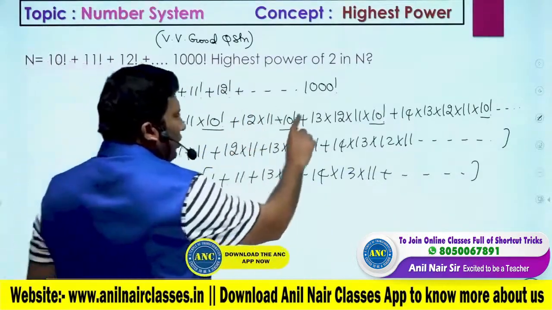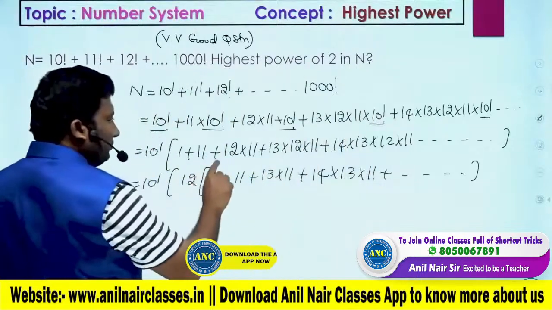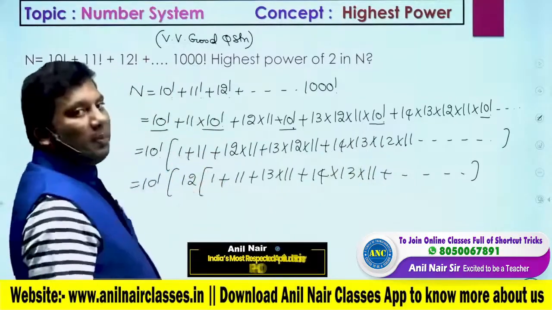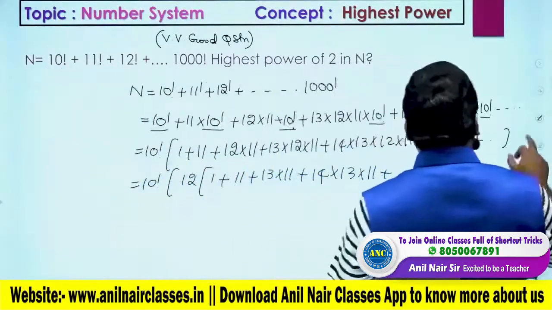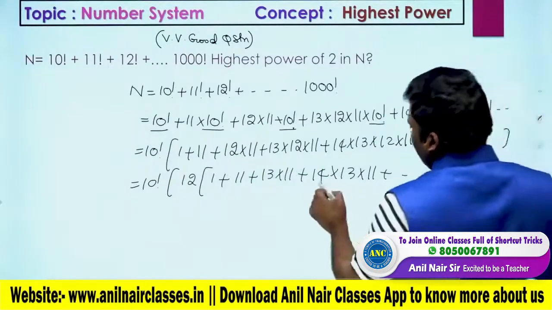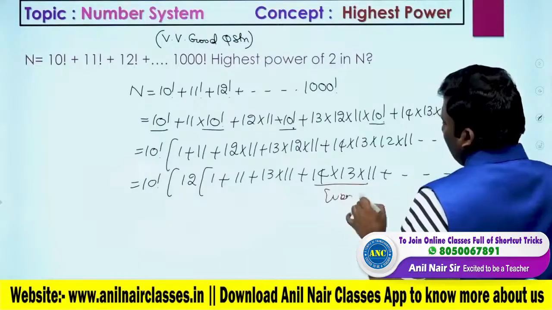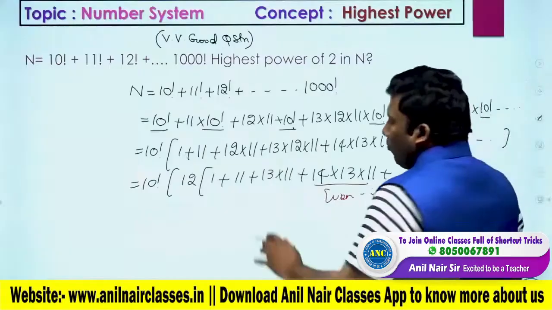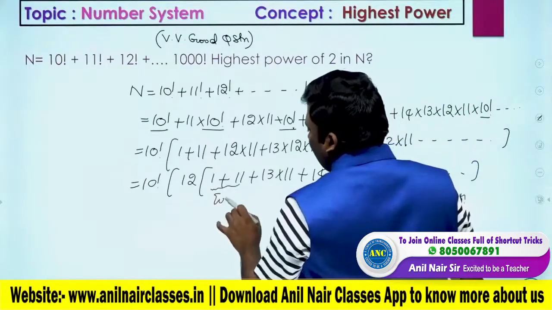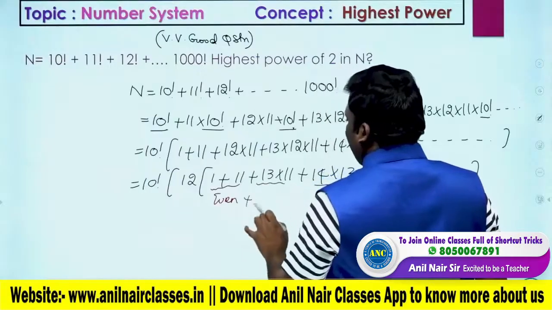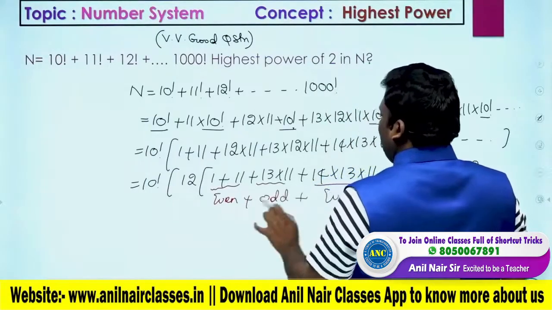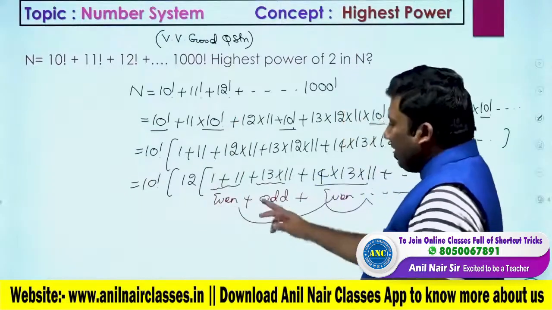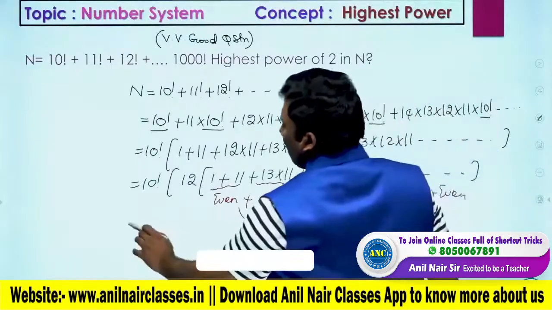First I took 10 factorial common in everything. Then I observed 12 is there in each of these terms, and 1 plus 11 is 12. Again I took 12 common. Now, 14 into 13 into 11. All the other numbers will be even. 1 plus 11 is 12, it is even. 13 into 11 is odd. Even plus even plus even is even. Even number plus odd number is odd.